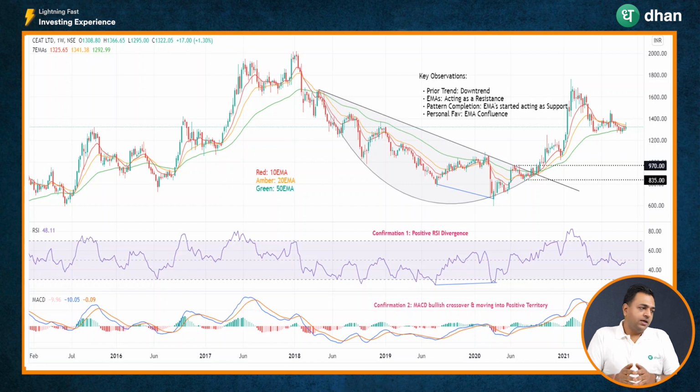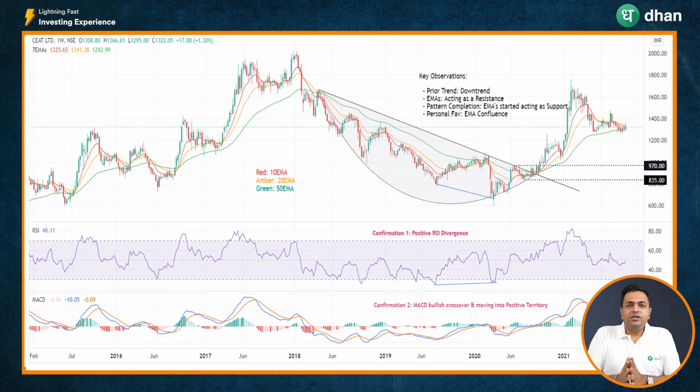So without much ado, let's talk about some bearish reversal patterns to begin with. If you are able to see my screen, I have plotted three different types of bearish reversal patterns which I would be covering in this video. The first one being a rounding bottom pattern.